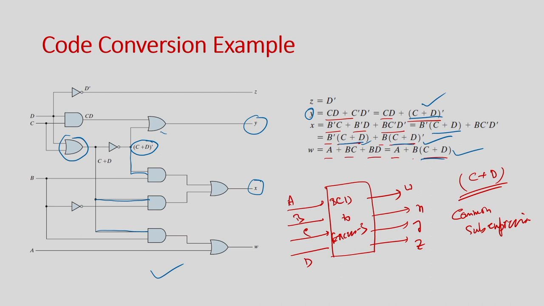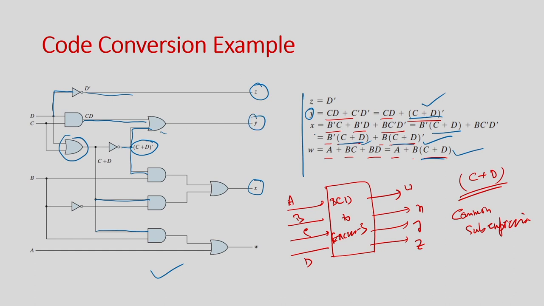So this way I can have this circuit, which corresponds to the final multi-level expression of W, X, Y and Z, right? So for example, if you see here, Z is D prime. So this is your D, going to this, and this is D prime. This is my Z. Then if I look at Y, which is C D, so C D is coming here, and this is my C or D bar, and then they are ORed. So this is my Y.